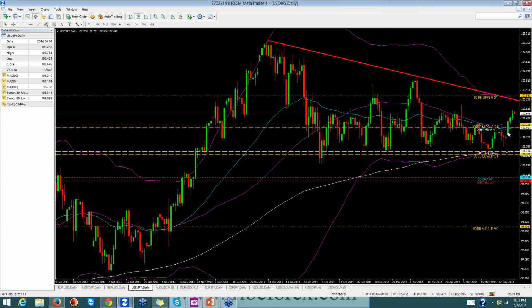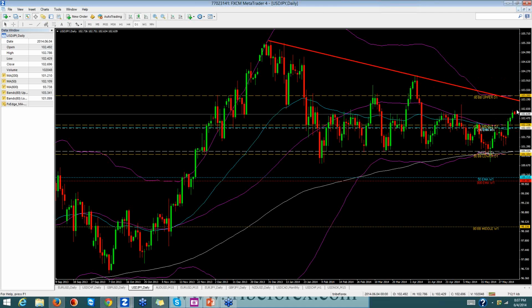We don't have any kind of resistance at all until we get up to 103.00, and we're currently at 102.64. So I'm looking at 103.20 in that area. So about 60 pips away, and up to 103.35, which would put us about 70 pips away. So that's about where I'm looking for some form of resistance in the market on the dollar yen.